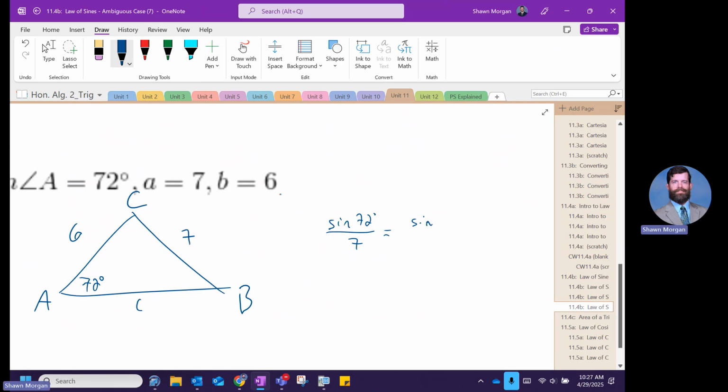You told me sine of A, so I just went ahead and wrote 72, although you didn't say 72. So I did sine of 72 over 7. That's a fully known fraction. Now, what's your other fraction that you want to pick? Do you want to do sine of C over little c or sine of B over 6?